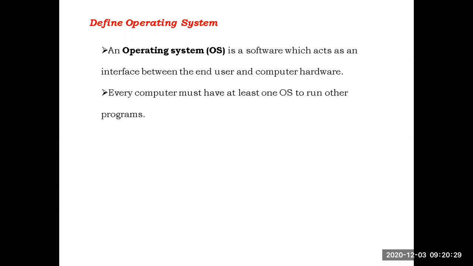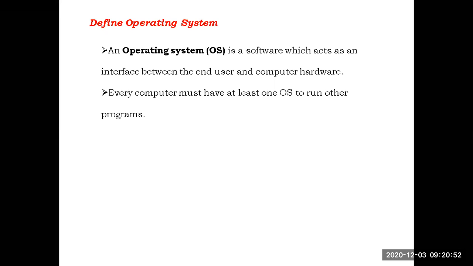Okay, you want to do the programs, you want to run some software. The computer must have an operating system. Clear? That is the point. Every computer must have at least one operating system to run other programs. Other programs means other work. To do any work on the system, it must have at least one operating system.